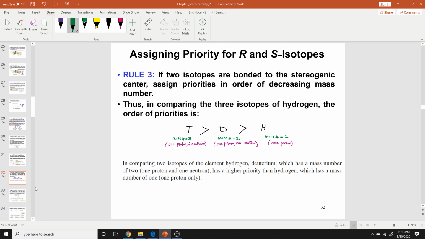This is how you assign your groups around the chiral center based on their atomic number. If 2 isotopes are bonded to the stereogenic center, always arrange in the order of decreasing mass number, from the highest mass to the lowest mass. So let's say I have the isotopes of hydrogen: tritium, deuterium, and hydrogen. I need to arrange those in the order of decreasing mass number. Tritium has the highest mass number compared to hydrogen having the lowest. Remember, isotopes have the same atomic number but different mass numbers, so they have different numbers of neutrons.